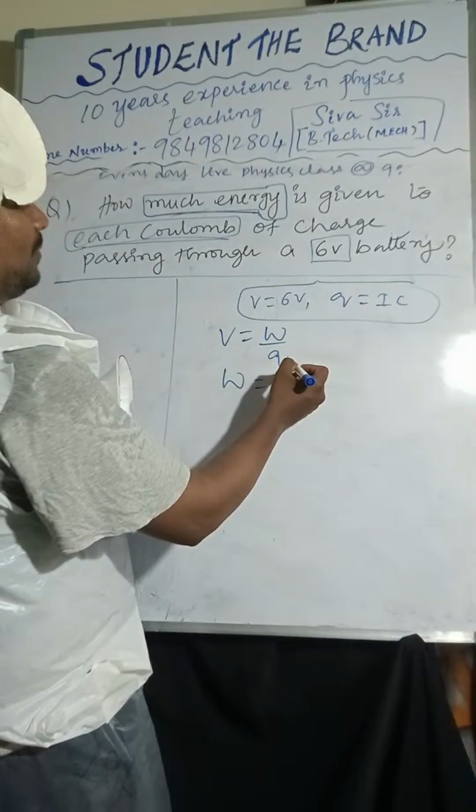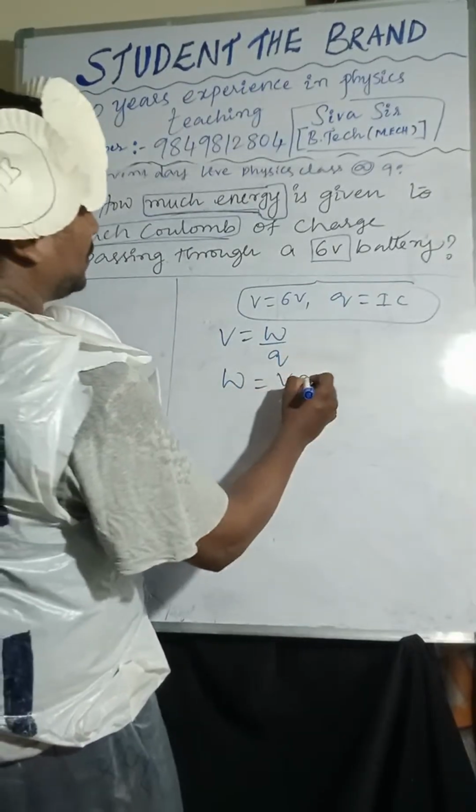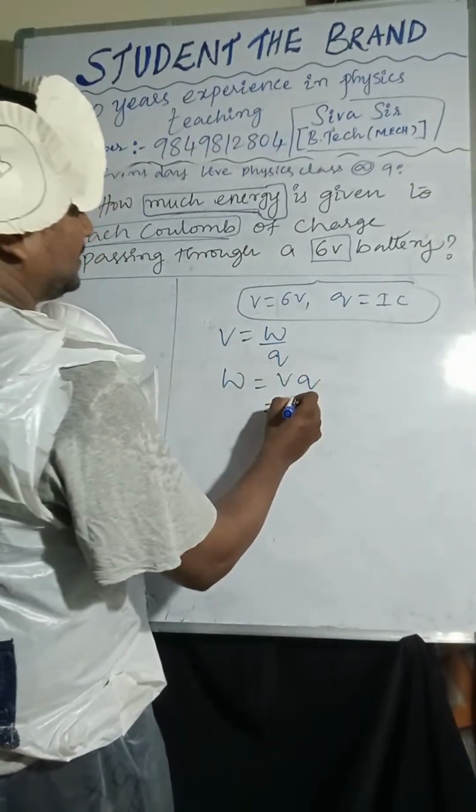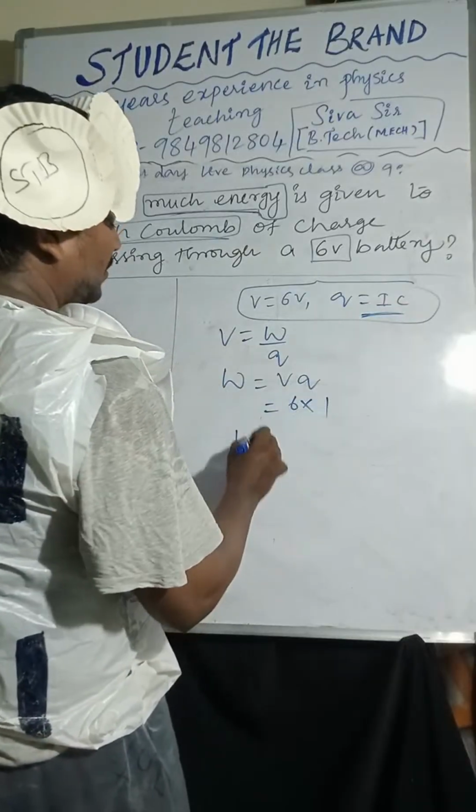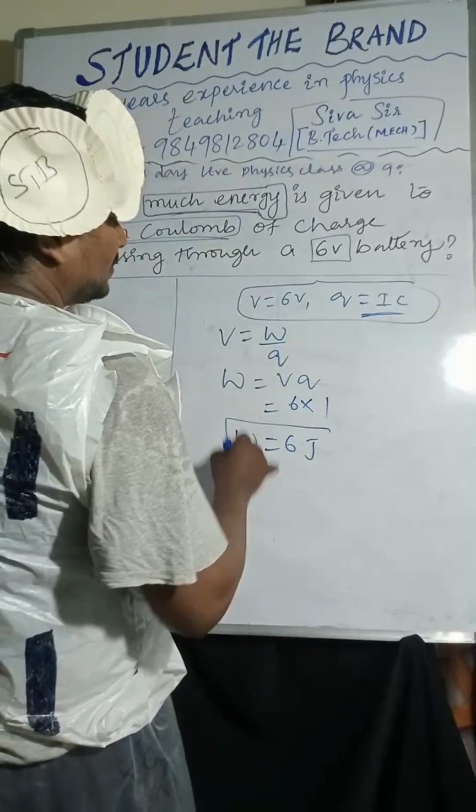So V equal to W by Q. So W equal to V into Q. V equal to how much? 6. Potential. So charge is 1. So W equal to 6 joules. Clear?